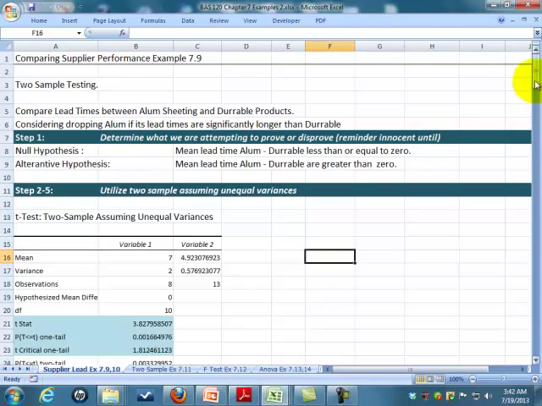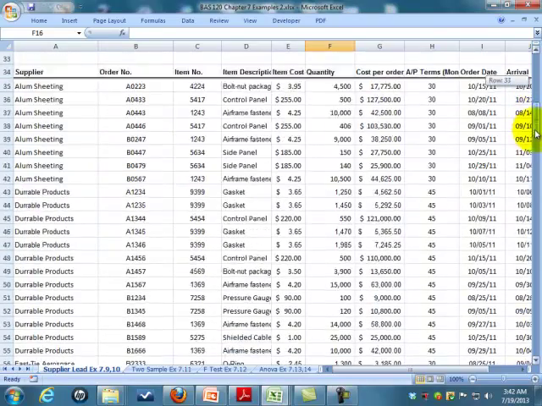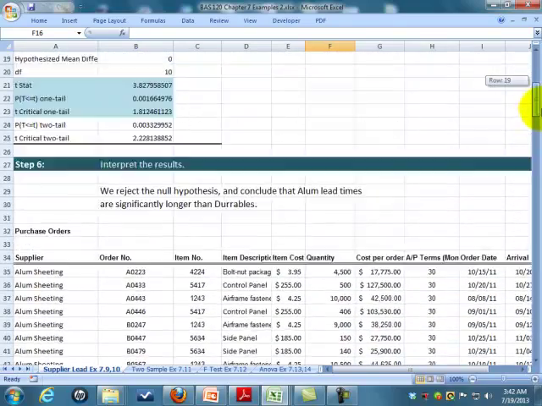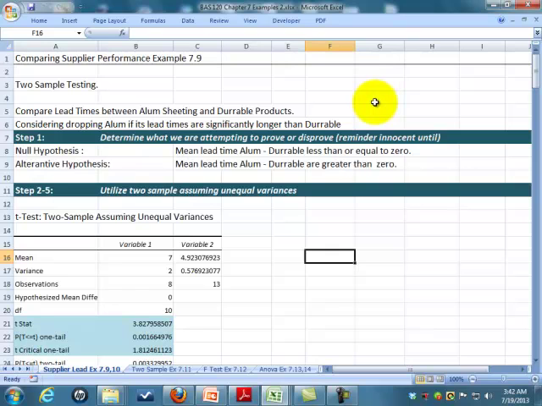And you can see down here in the file, there's all the raw data for you, and we're comparing the different lead times. And we have a hypothesis because we're considering dropping aluminum steel sheeting because their lead times are significantly longer than durable products, at least we think. And, you know, all things being equal, we'd rather have the supplier with the shorter lead times.